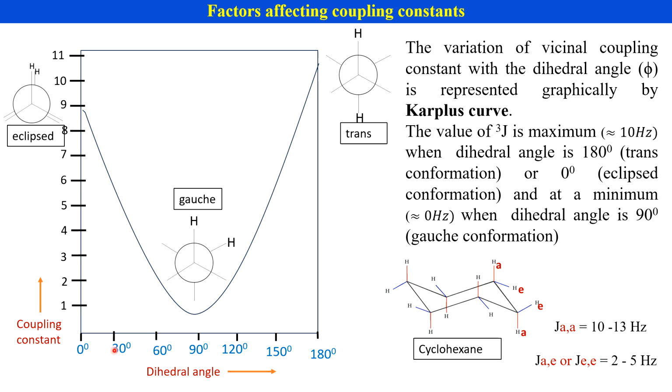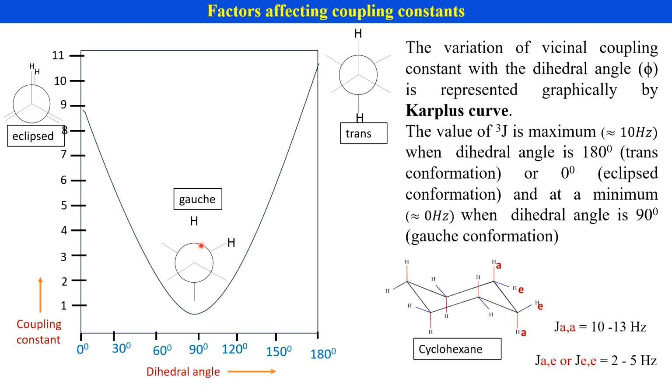And we know that according to dihedral angle, different conformers are possible. If the dihedral angle is 0, the conformation is eclipsed. If dihedral angle is 180 degree, then conformation is trans. And if the dihedral angle is in between eclipsed and trans, different conformers are possible. Out of that, a gauche conformer is obtained at 90 degree. And the variation of vicinal coupling constant with dihedral angle is represented by this curve. That curve is known as Karplus curve.